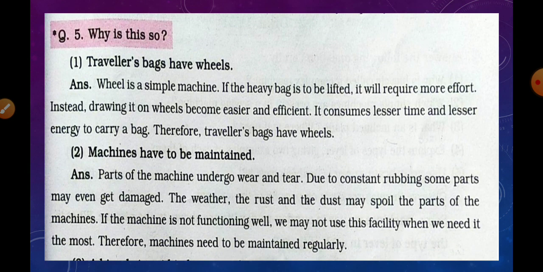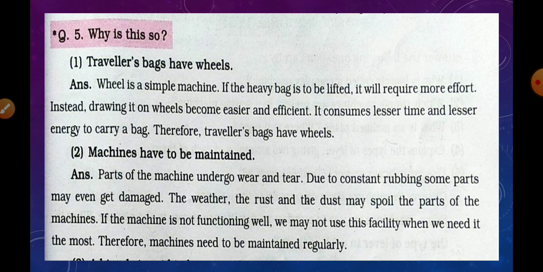See, question number 5. Why is this so? Travelers' bags have wheels. What is the reason? A wheel is a simple machine. If the heavy bag is to be lifted, it will require more effort. Instead, drawing it on wheels becomes easier and more efficient. It consumes less time and less energy to carry a bag. Therefore, travelers' bags have wheels.